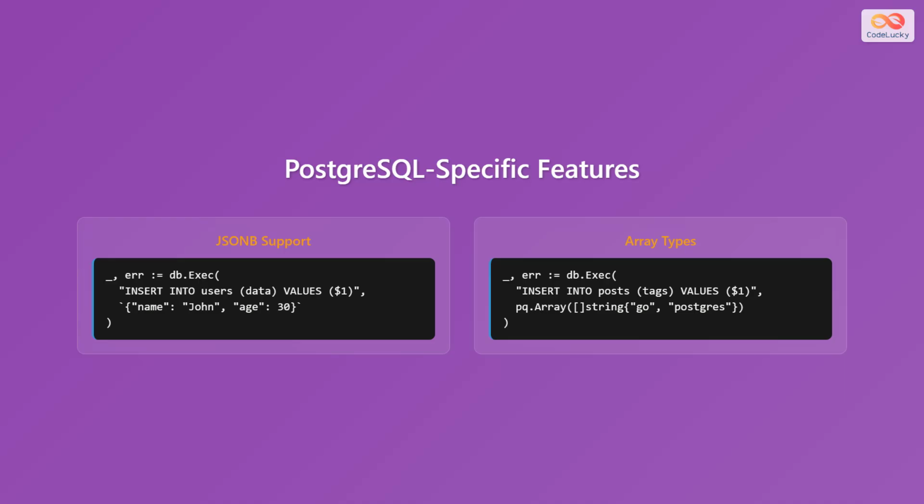You can insert JSON data into a JSONB column using the db.Exec function and the appropriate SQL statement. For example, _, err := db.Exec("INSERT INTO users (data) VALUES ($1)", `{"name": "John", "age": 30}`).